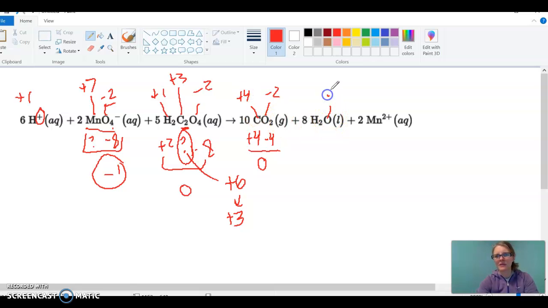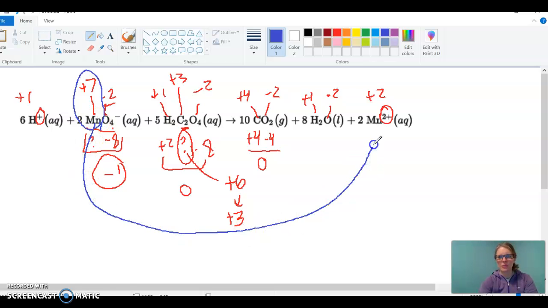Moving over, oxygen's always a -2, hydrogen's always a +1. I do a double check. Yep, this looks good because H, 2 of them would be a +2, oxygen's a -2, it all works out. And then over here I've got manganese all by itself, and it has a 2+ charge, so its oxidation state is also a +2. Then in order to decide who's oxidized and who's reduced, I look at who changed from left to right. Manganese is a common thing to change, so I'm drawn to manganese. It went from a +7 to a +2.